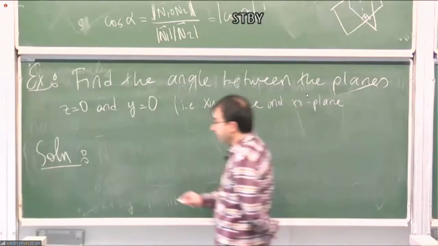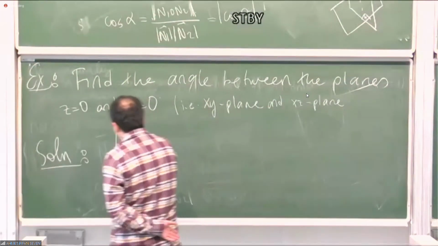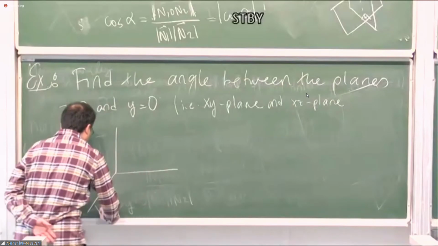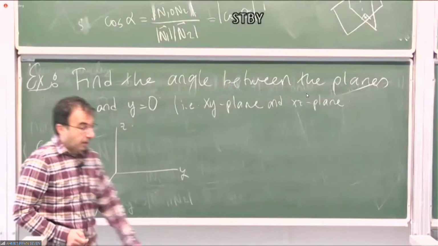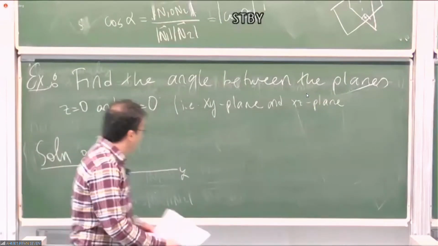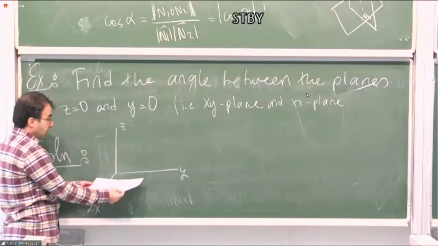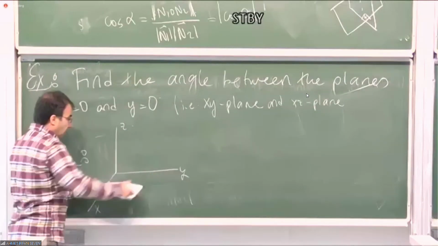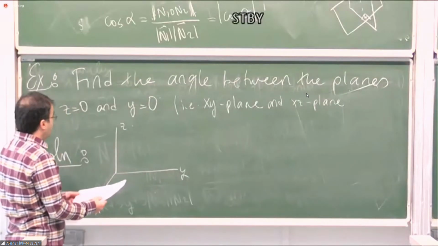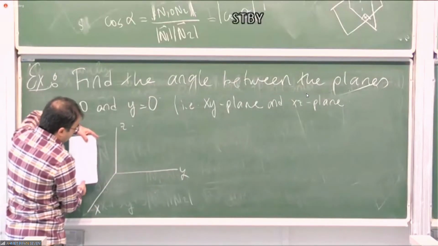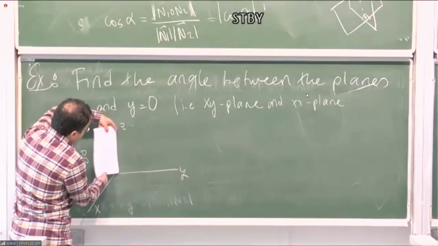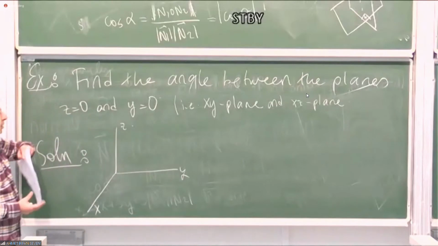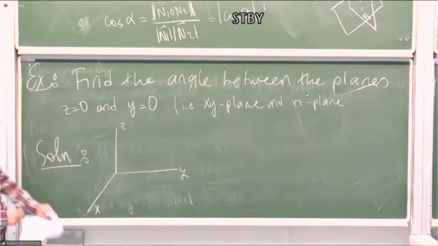And we know already that these planes are perpendicular. So x, y, z. The xy plane is this plane. And what is the xz plane? The xz plane is also here, this one. 90 degrees, but now let's see it.